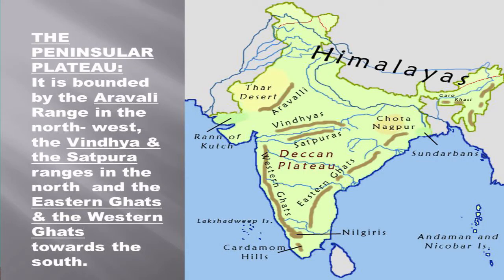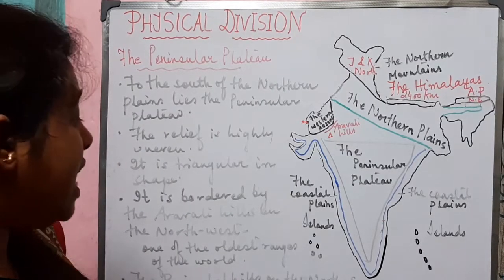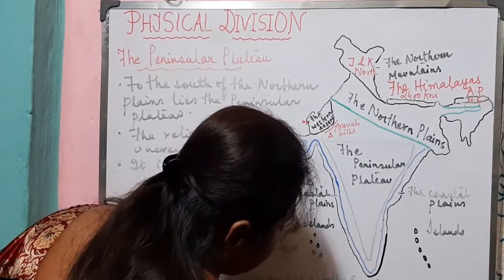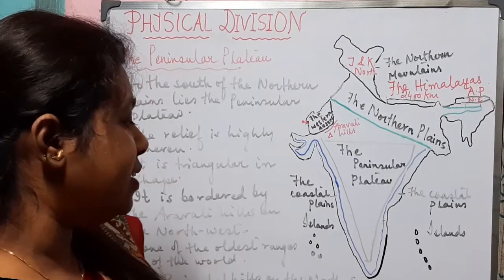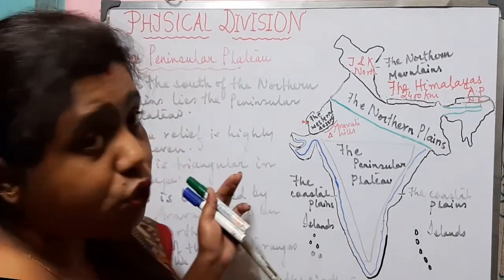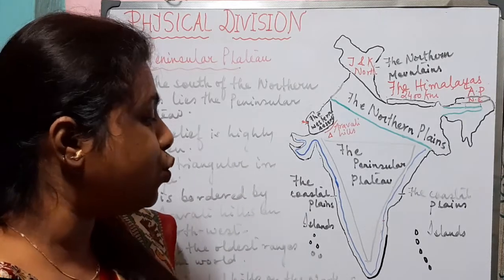and the Satpuras. Here we will see that the Vindhyas and Satpuras are the most important hill ranges, and the rivers, the Narmada and the Tapi, flow through these ranges. So we can see that the Vindhyas and the Satpuras are the two most important hill ranges of the Peninsular Plateau, and the Narmada and Tapi are the rivers that flow through these ranges.